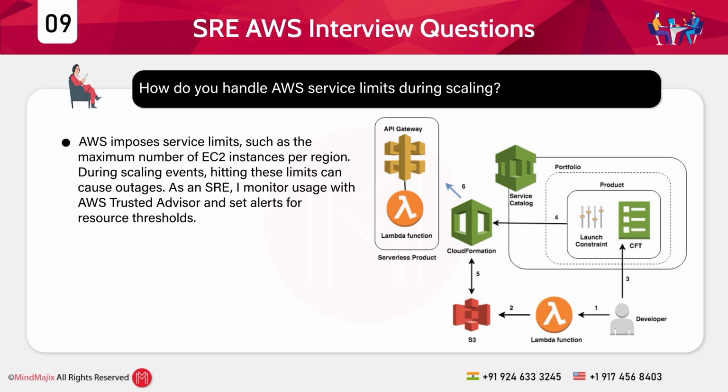So if limits need to be increased, I open a service quota request in advance of expected traffic spikes. So in a real world case, we preemptively increased our EC2 limit before Black Friday sales, ensuring smooth scaling. So proactive quota management is essential for reliability in high demand periods.